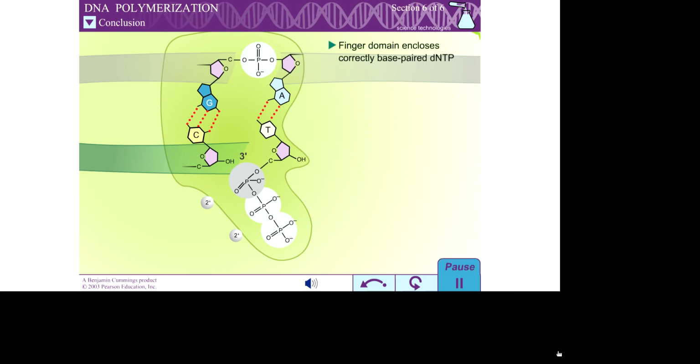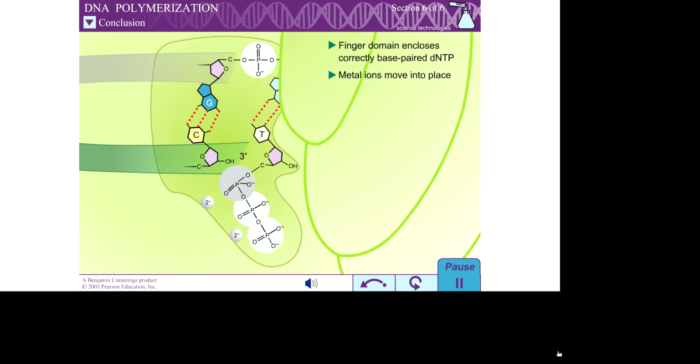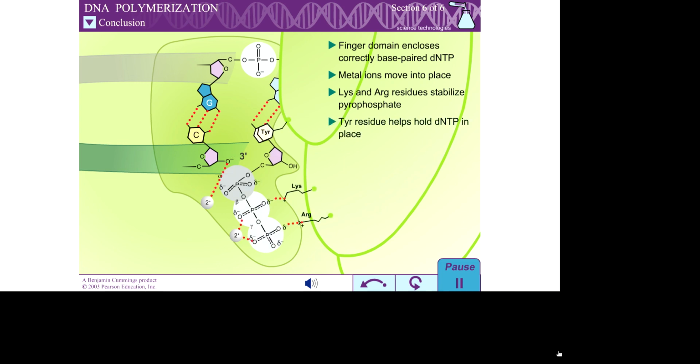When a correct base pair is formed between the incoming DNTP and the template, the finger domain moves to enclose the DNTP. This conformational change brings the divalent metal ions into the correct position to function. Lysine and arginine residues on the finger domain help to stabilize the pyrophosphate, and a tyrosine residue helps to hold the DNTP in place for catalysis.